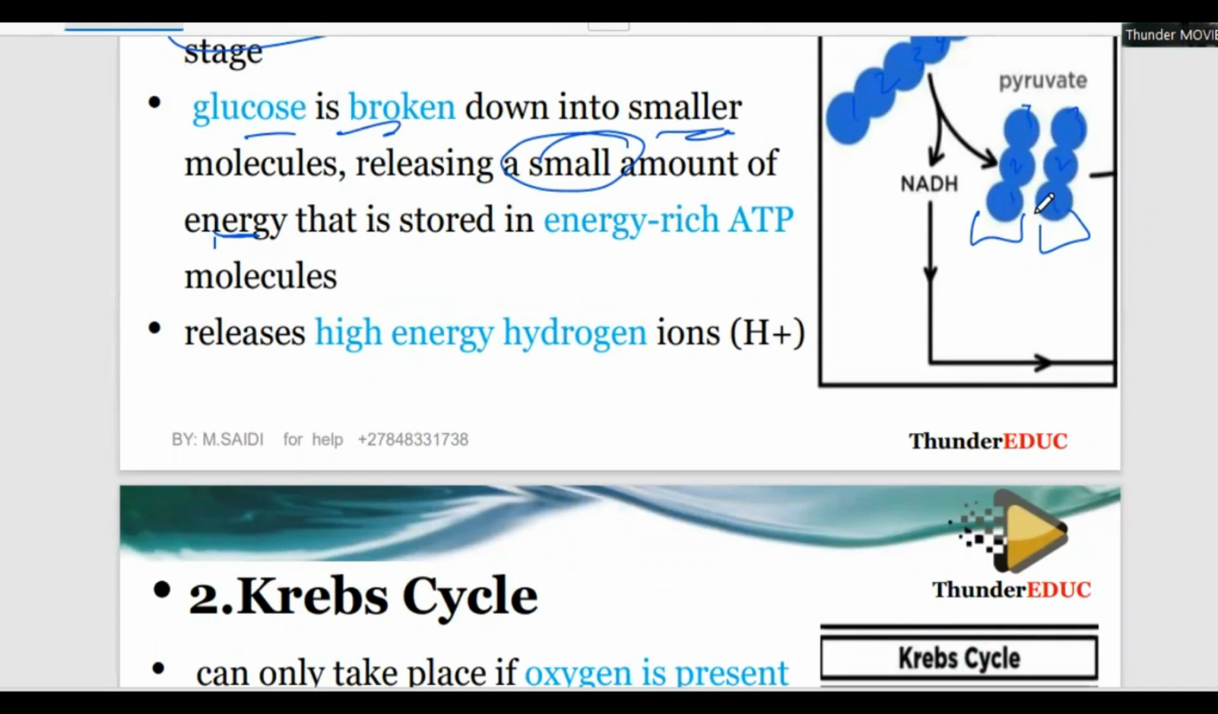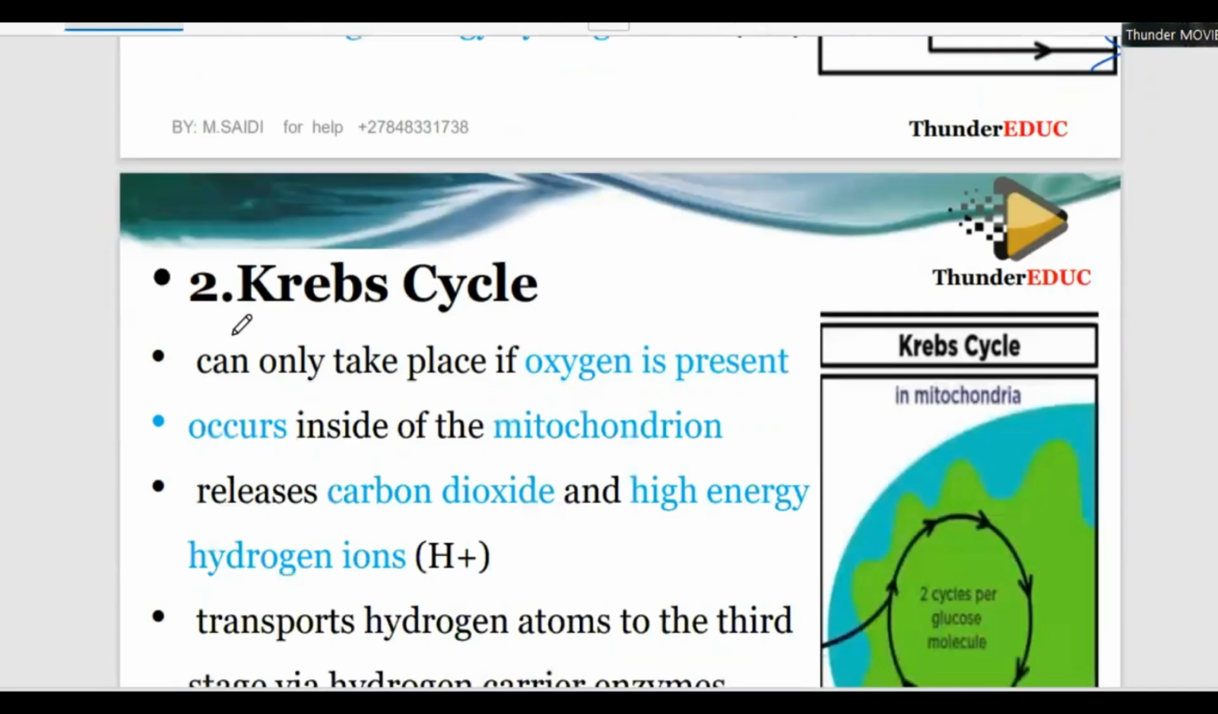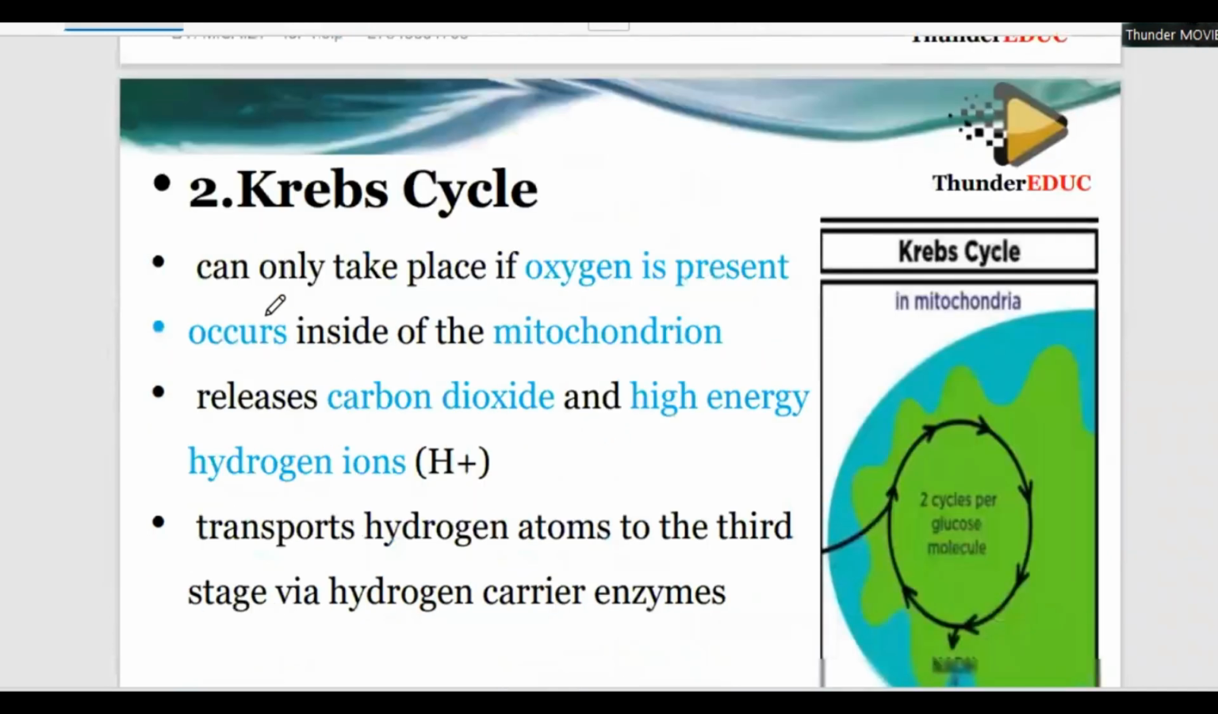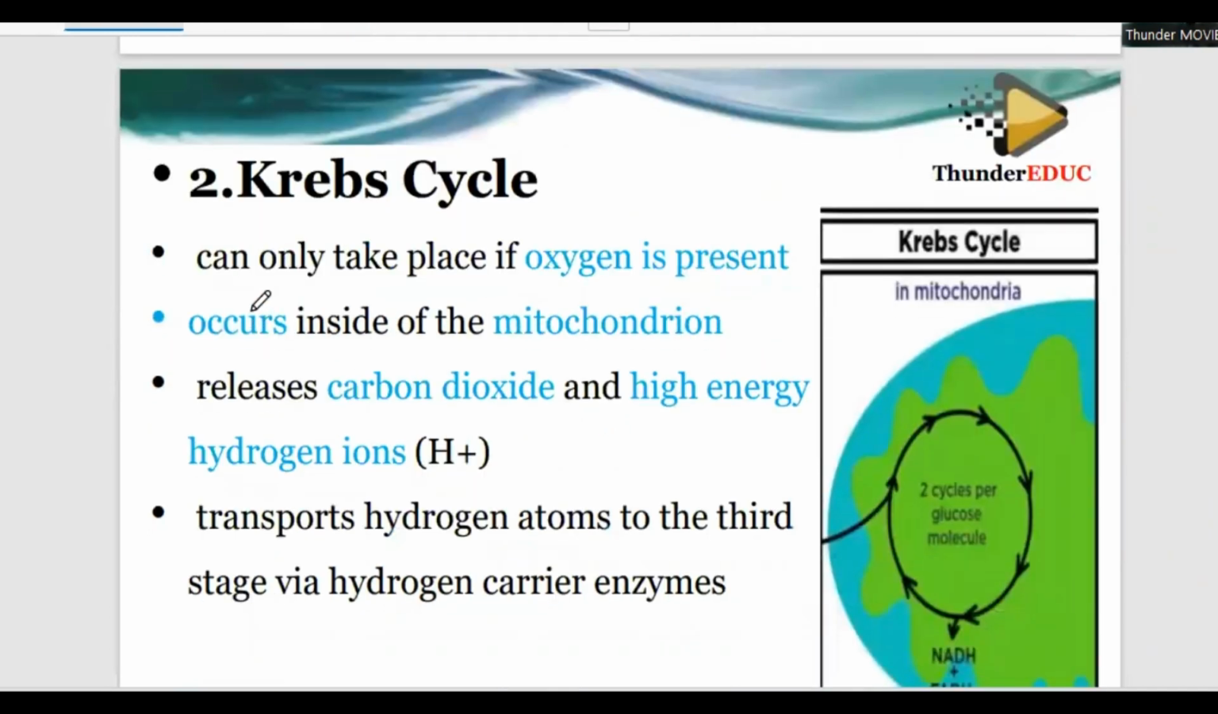So, if you look at this structure, it shows that the pyruvate will enter, and the NADH will enter the Krebs cycle. These arrows show that it enters the Krebs cycle. Hence, we enter the Krebs cycle. The Krebs cycle can only take place in the presence of oxygen. Oxygen must be present.